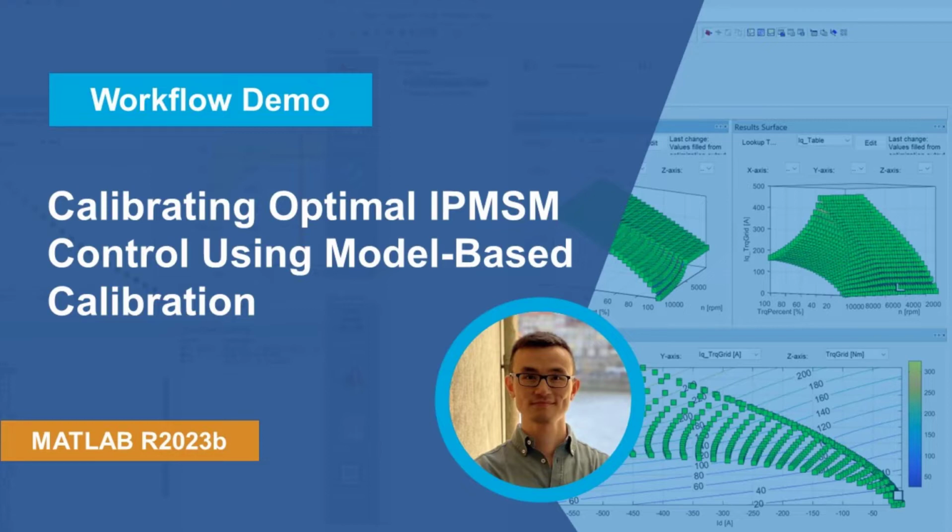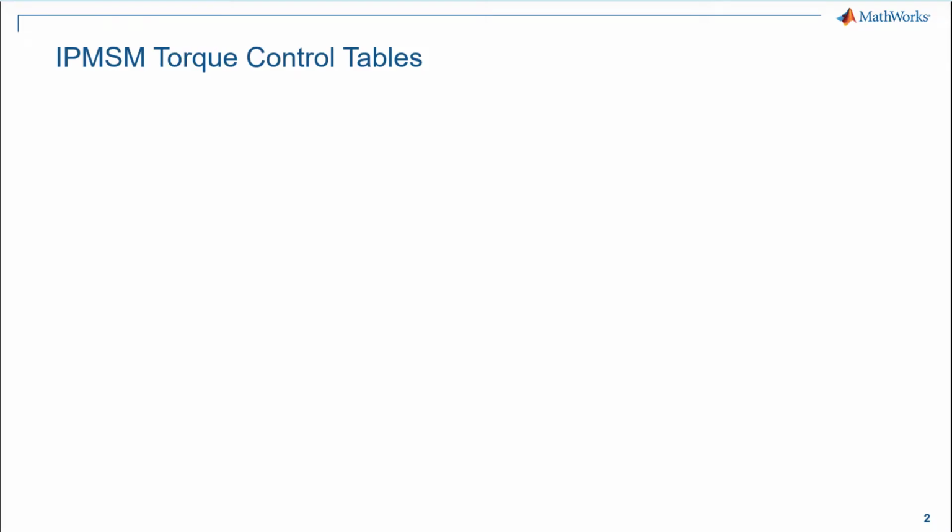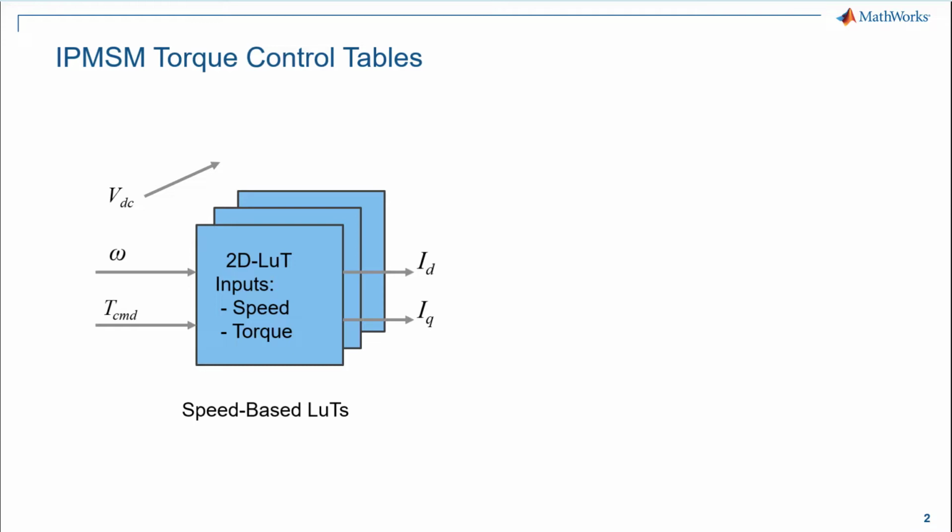Before we get started, I'll explain the two types of torque control lookup tables that we're trying to calibrate using Model-Based Calibration Toolbox, or MBC. The first one is the speed-based tables. Inputs to these tables can be absolute torque and motor speed, or we can use percentage torque instead of absolute torque. Because each table is calibrated based on a fixed DC bus voltage, VDC here, if VDC is a variable, we need to calibrate multiple pages of these lookup tables. And the algorithm will need to interpolate between different bus voltage levels.